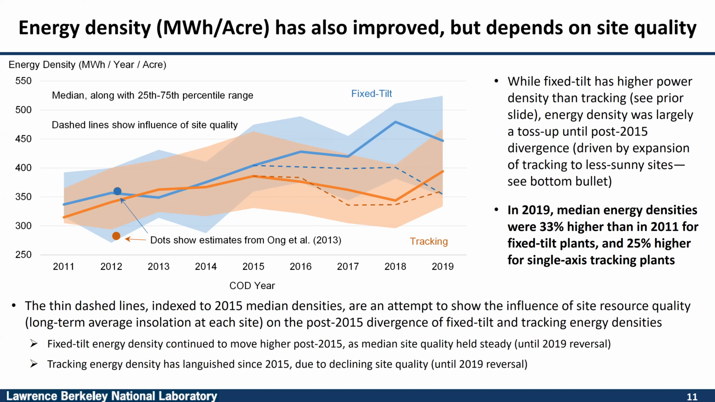So in other words, as the incremental cost of trackers has diminished and the product has improved, tracking has been deployed more widely throughout the US and no longer only at the sunniest sites. And that trend is borne out by the thin dashed lines, which in this case reflect trends in site resource quality. And because our medians reflect national numbers, this migration out of the Southwest and into less sunny parts of the country means that the increase in energy density has not quite kept pace with the growth that we saw in power density. Specifically, energy density has increased by 33% for fixed tilt plants and by 25% for tracking plants.